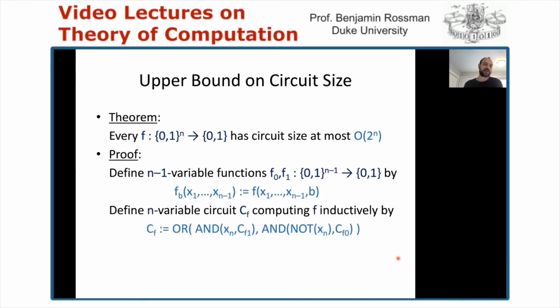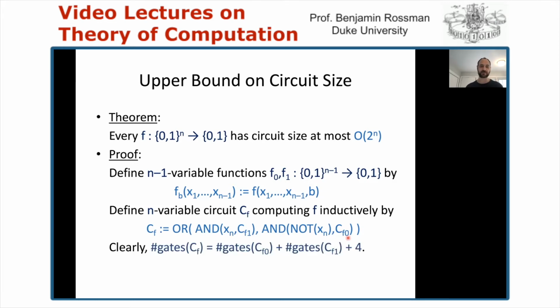And we're going to define a circuit C sub f computing f as follows. So assume we have circuits C_f0 and C_f1. Then C_f will be the circuit as follows. We're saying either xn is 1 and C_f1 is 1, or not xn, so xn is 0 and C_f0 is 1. Okay, so if you just think for a moment, you see that this circuit indeed computes the function f.